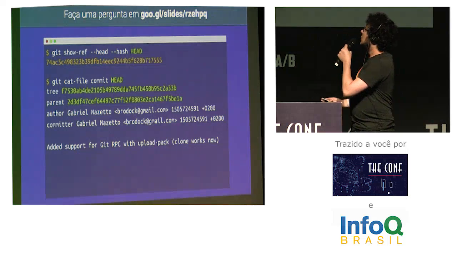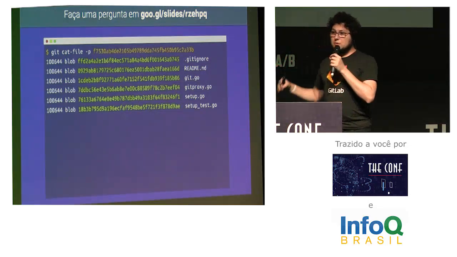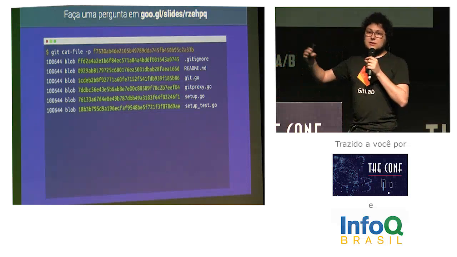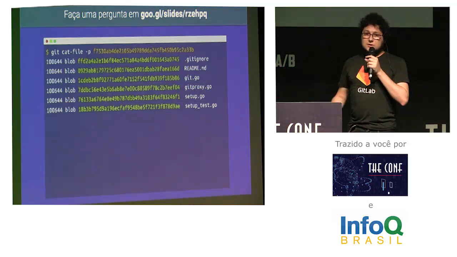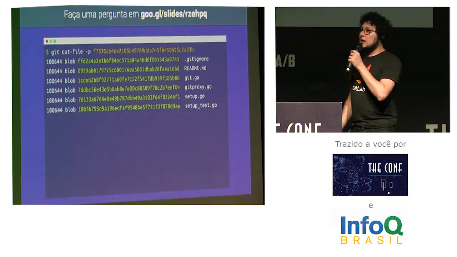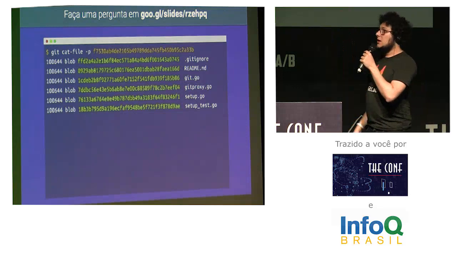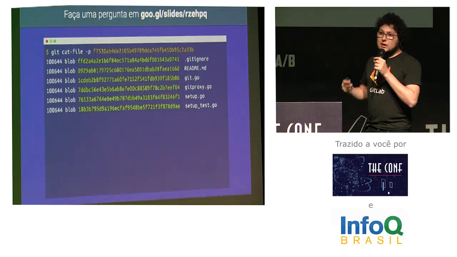So what is the tree? This is the tree. The tree is like a directory. The tree is not only pointing to files. It can point to another tree and so on. So for example, if you have a project with multiple folders, you have multiple trees being pointed to by the first tree. The tree itself includes the blobs, which are files on the disk. It has the permission of each file and also the name of each file.